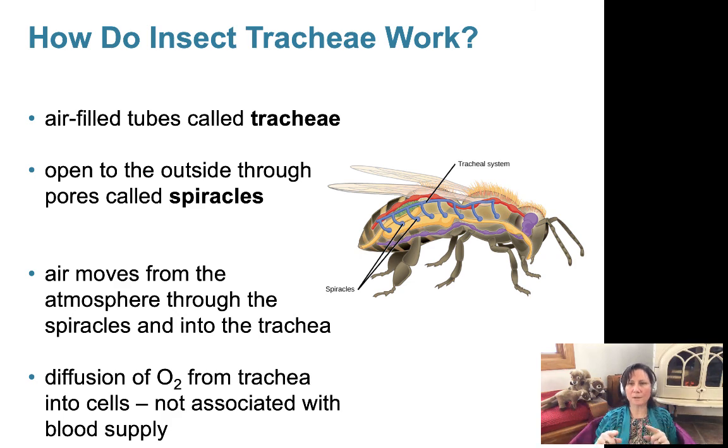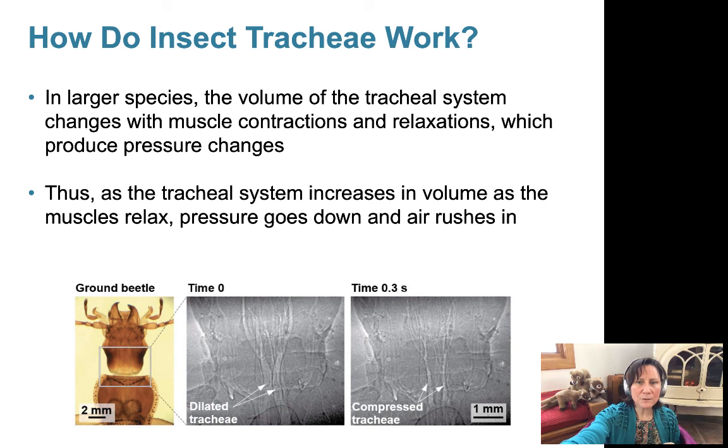By the way, you should probably recall that these guys also have an open circulatory system. So there's hemolymph that's going to be surrounding that tracheal system. In larger species, the volume of the tracheal system changes with muscle contractions and relaxations, which produces pressure changes, which is what I was just saying. And so what you're seeing here is these tracheae are dilated here, allowing air in, and then they get compressed here due to muscle tension.